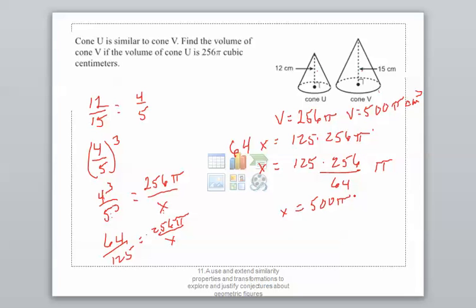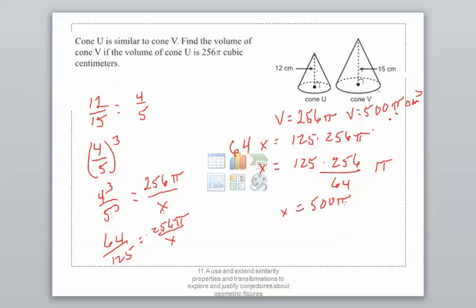Cool? Now I want you to notice something. I did not stick 3.14 in for pi. I did not at any time worry about that. I just left it as a variable, carried it all the way through my calculations, and wound up with an answer with pi in it. That is the way you treat this. You always carry that pi through.